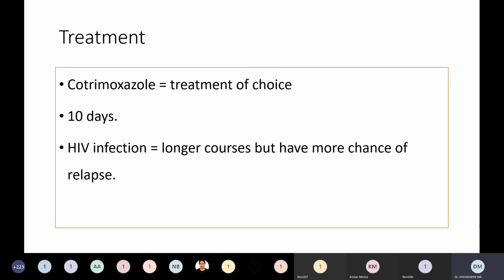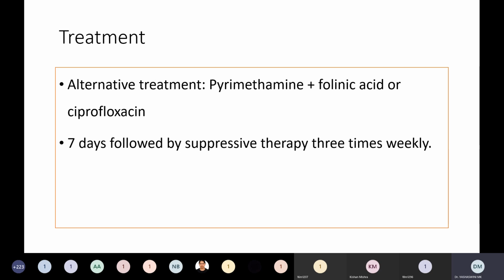So coming to the treatment, for this also, cotrimoxazole is the drug of choice, where you can give treatment for around 10 days if it's an intestinal infection. But in cases of HIV patients, you have to use a longer course of treatment. Other than cotrimoxazole, alternatives like pyrimethamine combined with folic acid or Cipro can be given. Usually 7 days of suppressive therapy, 3 times weekly, has to be given in order to avoid any further relapse.